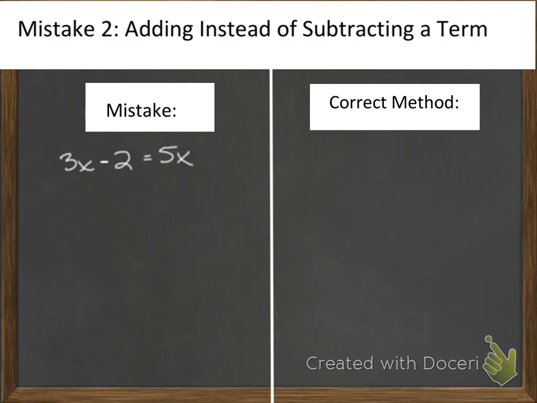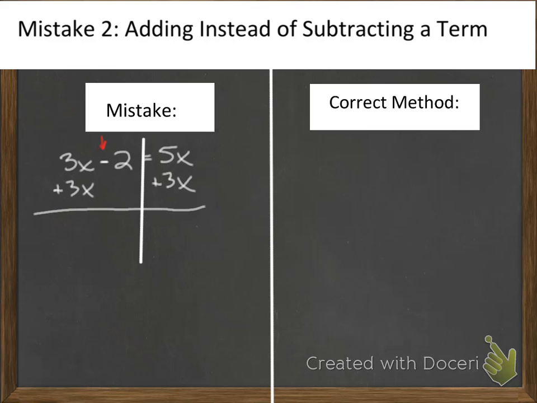Another common mistake is to add instead of subtracting a term. So we have 3x minus 2 equals 5x. Students will look at this negative sign, and they will associate that negative sign with the 3x. They say, aha, we're subtracting. The opposite of subtraction is addition, so then they add 3x to both sides. And of course you can draw your line here.